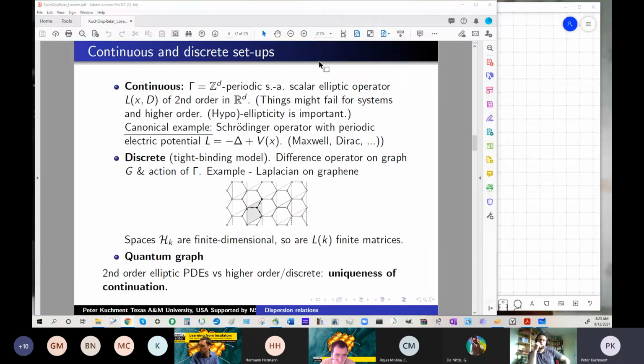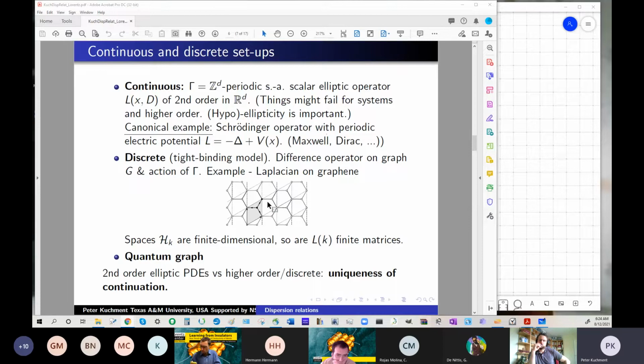Now, what are the setups I want to consider? Continuous. In the continuous case, let's say we have a periodic self-adjoint scalar elliptic operator of second order. There are some issues with operators of higher order. I will not address them here. If there is a question, I can tell. Ellipticity, or at least hyperellipticity, like the heat equation, is important in this whole study. All this analytic picture breaks down without it. A canonical example: you can think of the standard Schrödinger operator with periodic electric potential. Although, for instance, in photonic crystals, you need to deal with periodic Maxwell operators, which is much more complicated.